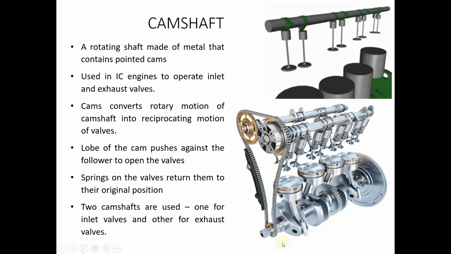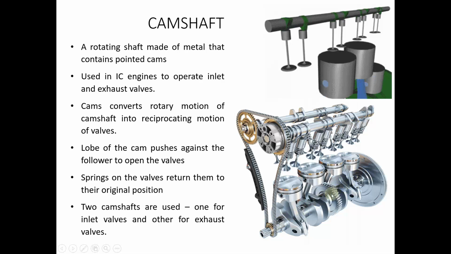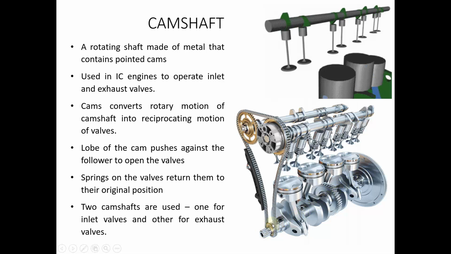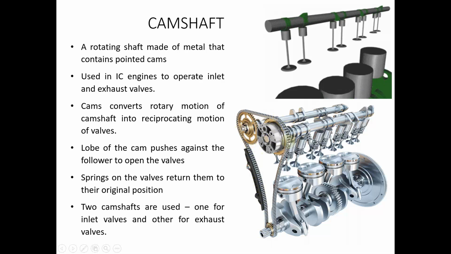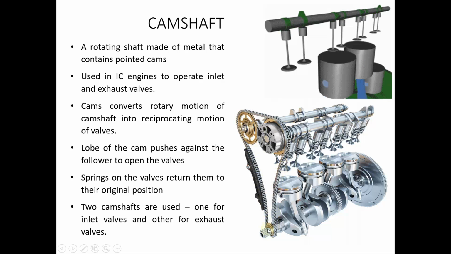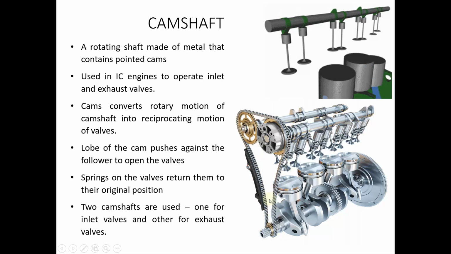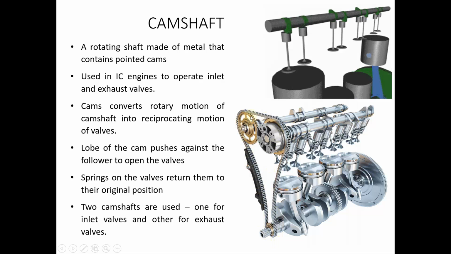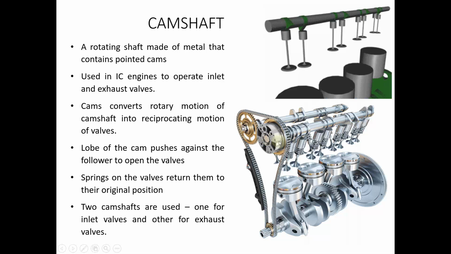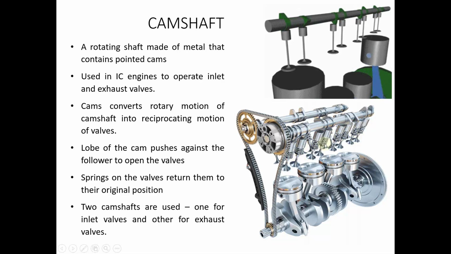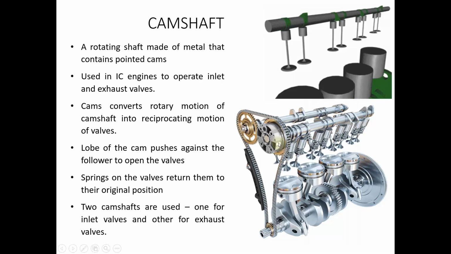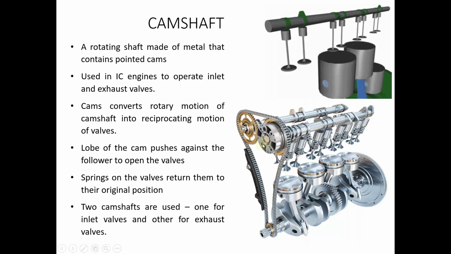And there are several mechanisms by which we can transmit the motion of the crankshaft to the camshaft. This is one such mechanism, known as the timing belt. There is also a chain and sprocket mechanism. Using this timing belt, we are timing the rotational motion of the camshaft and thereby timing the opening and closing of these valves. So these valves cannot open and close as we like. There should be a specific timing for opening and closing each of these valves.